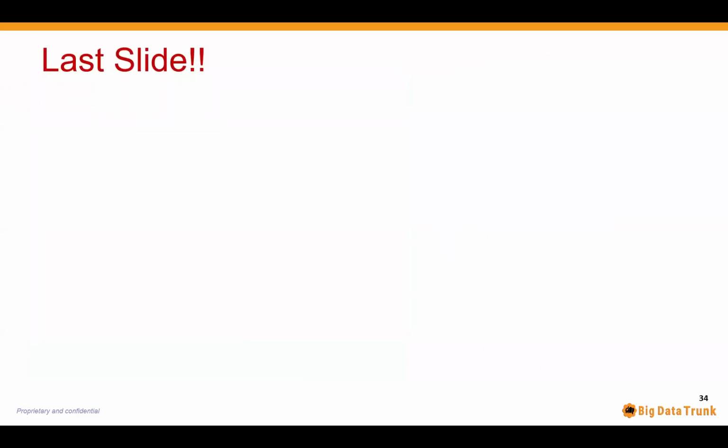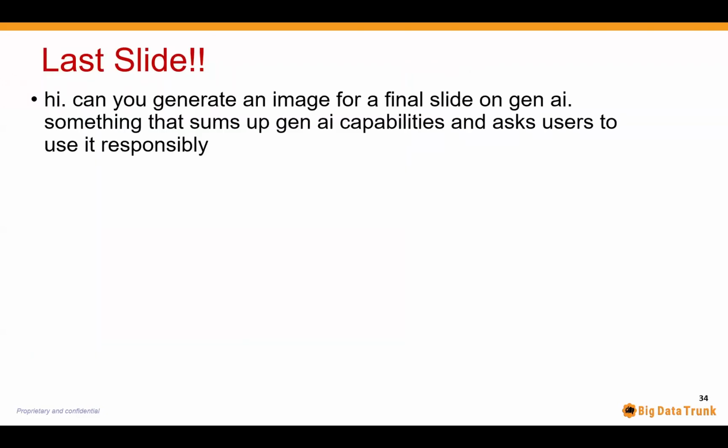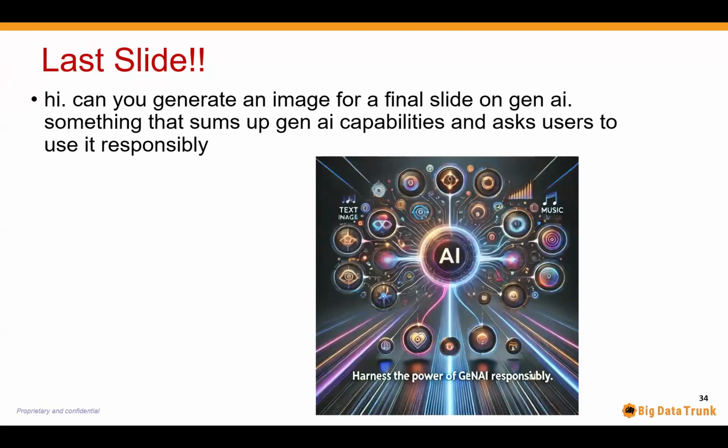Okay, purposefully put that there. Last slide. This was a prompt I put into ChatGPT just before I finished up the slides. Can you generate an image for a final slide on GenAI? It has to sum up GenAI capabilities and ask users to use it responsibly. This was the image ChatGPT came up with. You can do text, image, music, and everything, and then asking you to use it more responsibly.